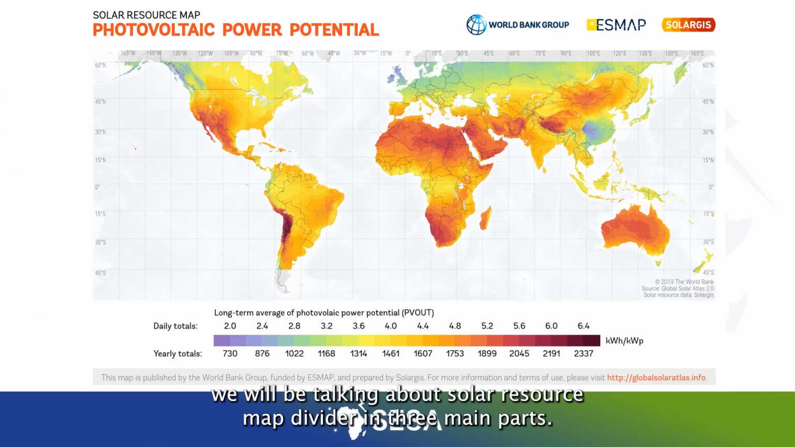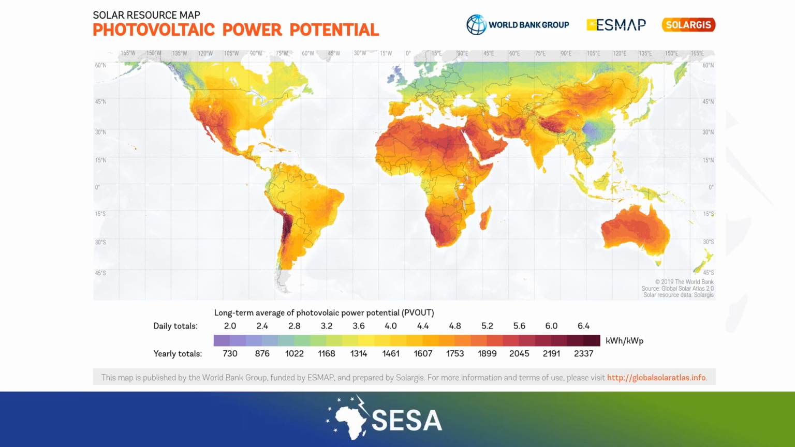In the coming slides, we will be talking about the solar resource map, divided into three main parts. Let's begin with photovoltaic power potential, represented by kilowatt hour per kilowatt peak, varying across the whole map from 2.0 to 6.4 for the daily total, and for the yearly total going from 730 to 2337.